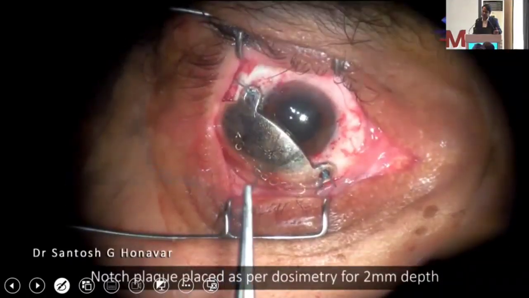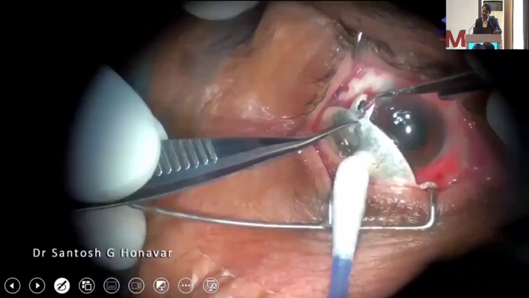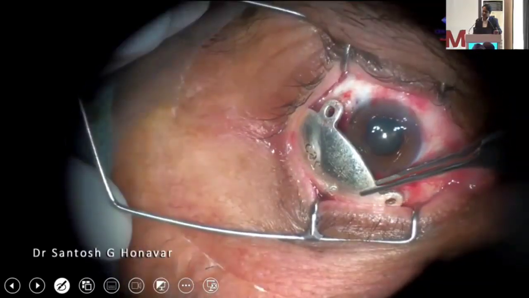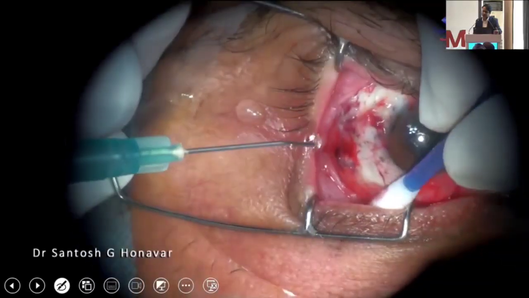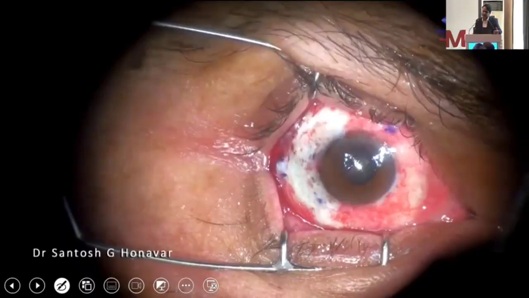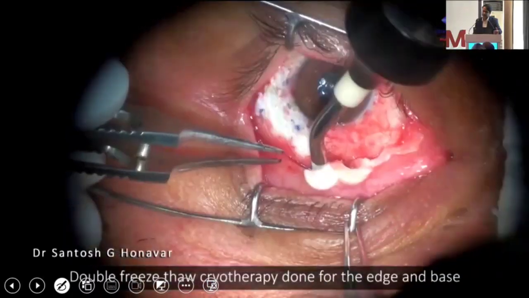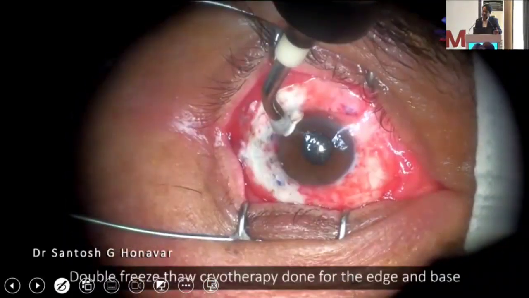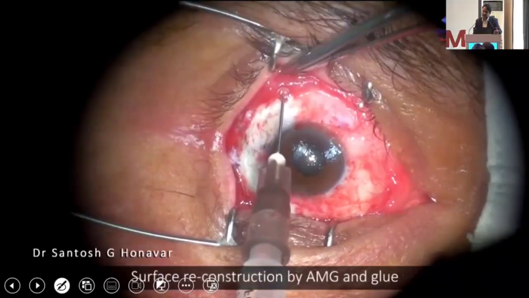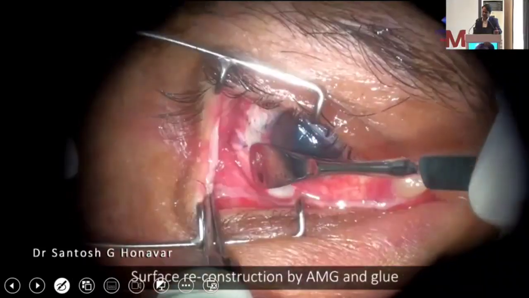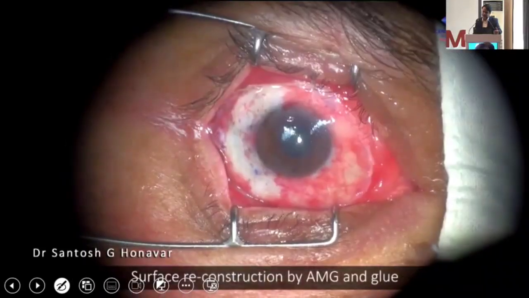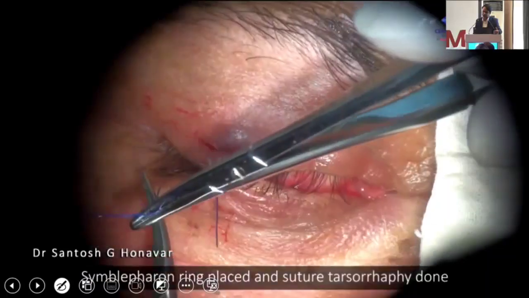Now we rotate the plaque to cover the rest of the area after the exposure time is over for this particular area. So simply clean up and rotate the plaque to a different area, and finally do excision edge cryotherapy, excision base cryotherapy if you should, and reconstruct the ocular surface with an amniotic membrane and put in a symblepharon ring for a few weeks.